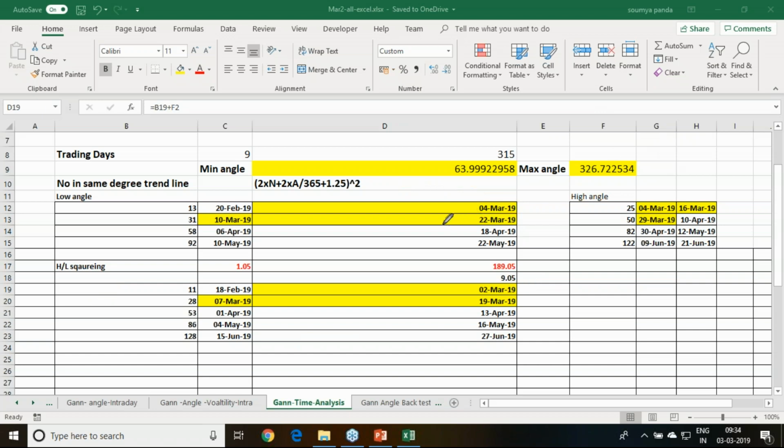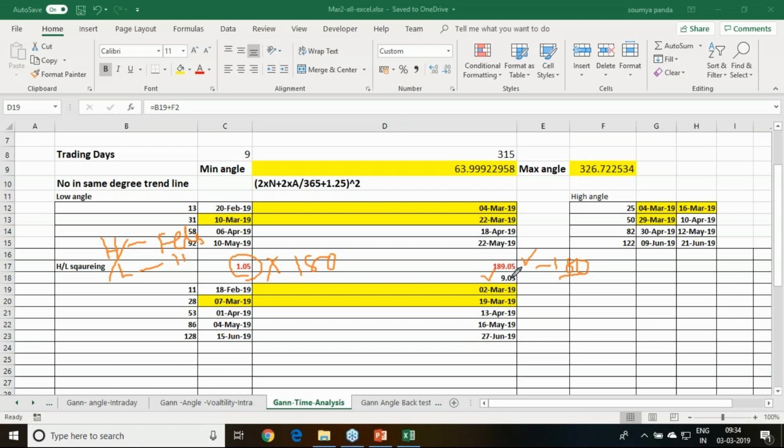Give a summary of those calculations. We have identified the high of February and the low of February. I have taken a high-low squaring. High divided by low, it has come to 1.05. I multiplied this with 180. I got 189. So in this 189, I am subtracting 180 to get a value. This is the 180 degree offset. We are getting 9 as a value.